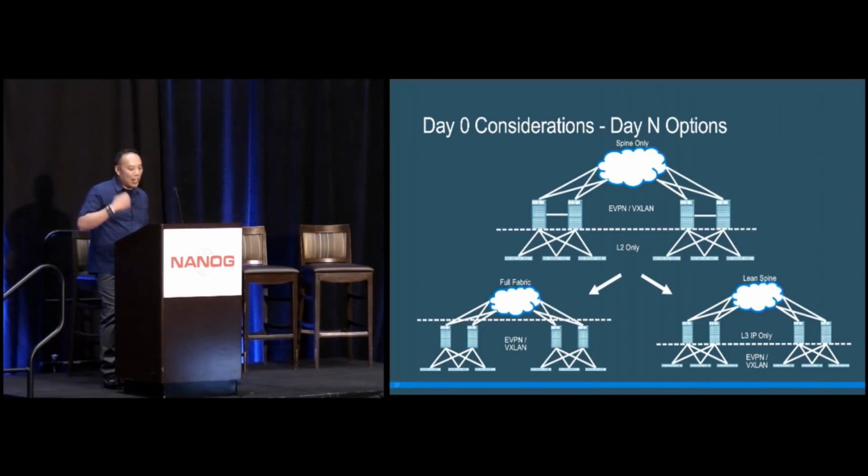Once you get the core set and time moves on, you can then migrate to a full fabric when those access switches become readily available, push them down. So you can go to either the full fabric or the lean spine. But starting with spine only gives you many options.